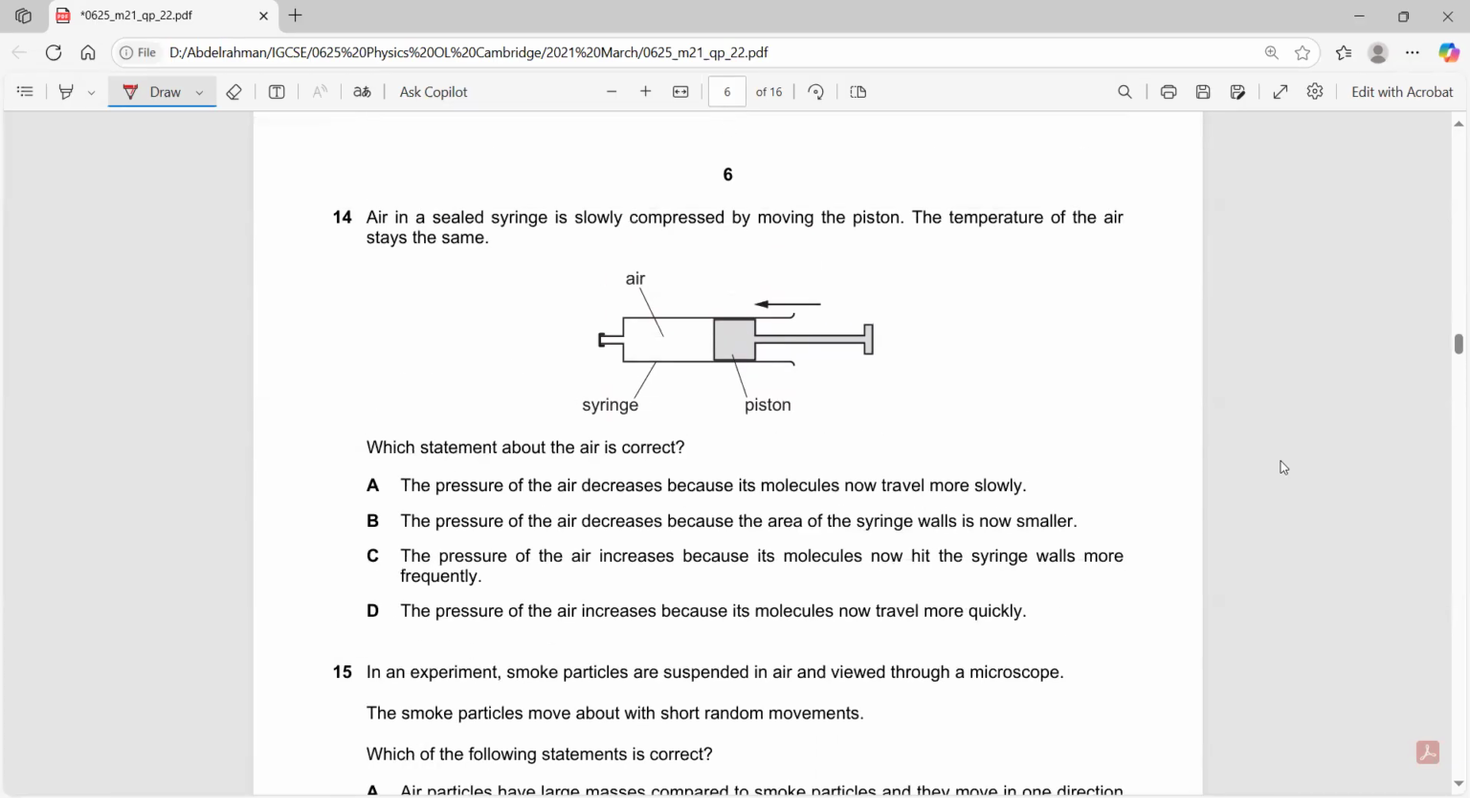Air inside a sealed syringe is slowly compressed by moving the piston. The temperature stays the same. Which statement about the air is correct? The pressure of the air decreases? No, it increases because the molecules now hit the syringe more frequently. Is it more quickly? No. Why? Because the temperature is the same. So it's more frequently because the volume decreases.